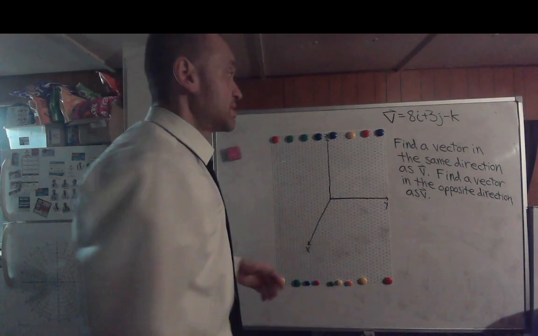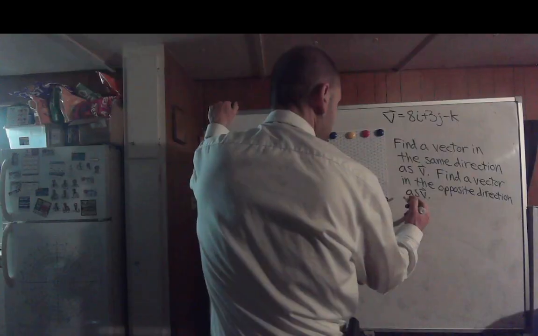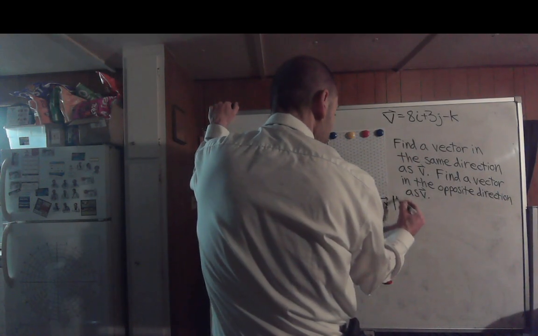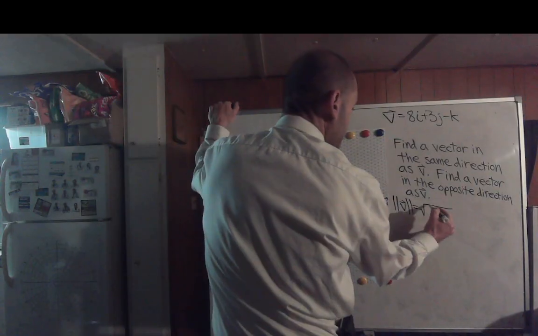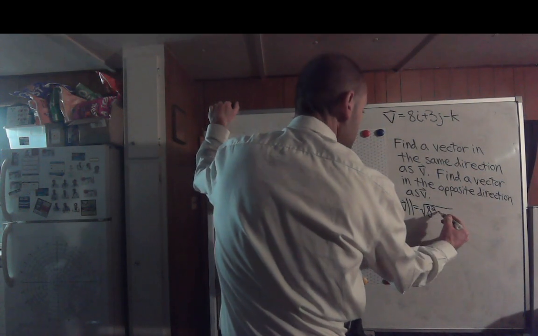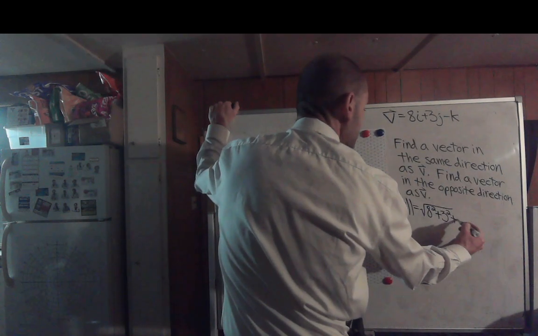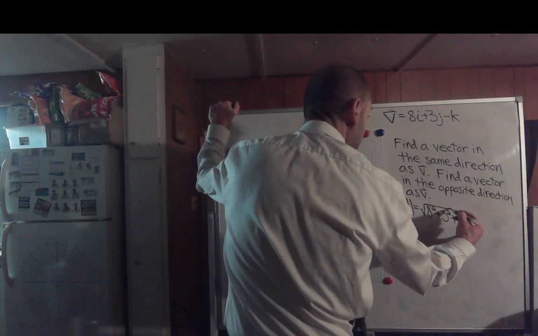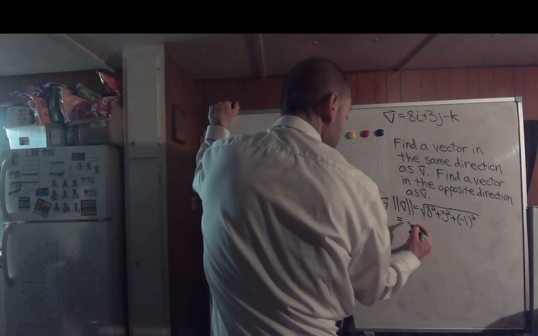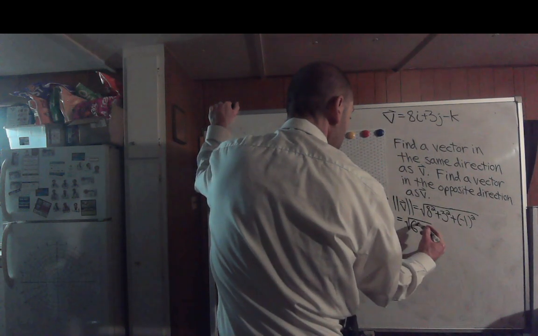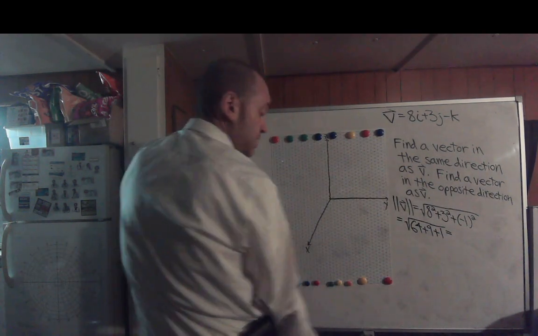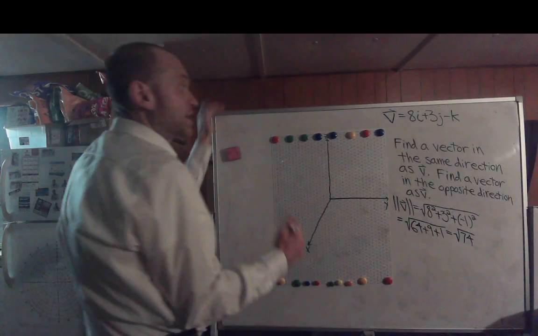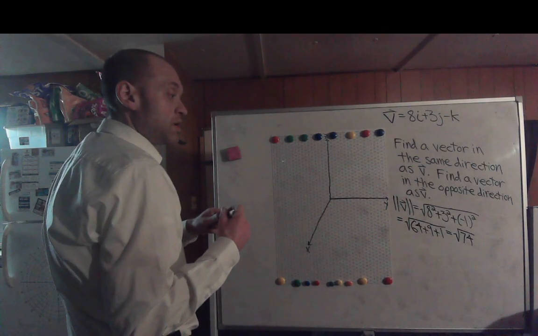That's all that means. So the first thing we want to do is find the magnitude of that vector v. So that would be equal to the square root of that 8 squared plus that 3 squared plus that negative 1 squared, which is going to then equal the square root of 64 plus 9 plus 1, which is going to give me the square root of 74. So my magnitude of vector v is the square root of 74.